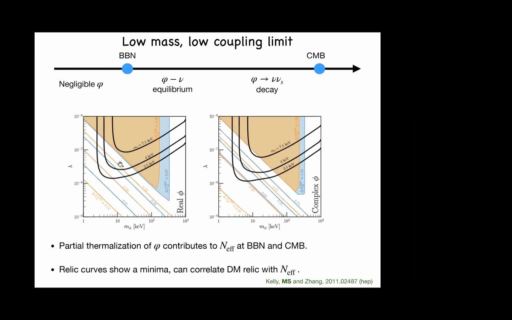So if you look at this plot, this is the contribution of delta N effective from the phi equilibrating around the time of BBN. This shaded region gives you a delta N effective of 0.57, for example. And then these lines are delta N effective of 0.3 and 0.01 and so on. These contributions are tiny enough that they are not ruled out by measurements of helium.